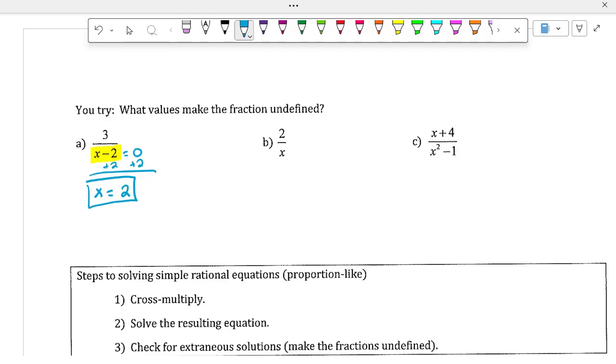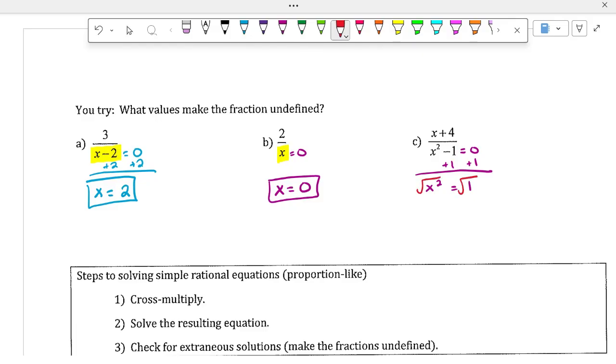Or you can put x cannot equal 2 either way. I don't care. What about for b? That one's pretty easy. If I set this denominator equal to 0, what's my excluded value? 0. X equals 0. C. So if we set this equal to 0, let's solve. So I add 1 to both sides. I have x squared is equal to 1. Then what do I have to do?